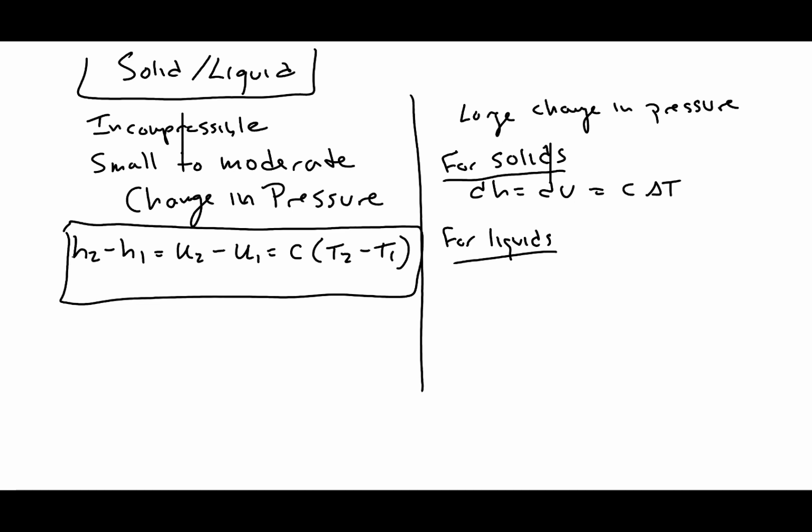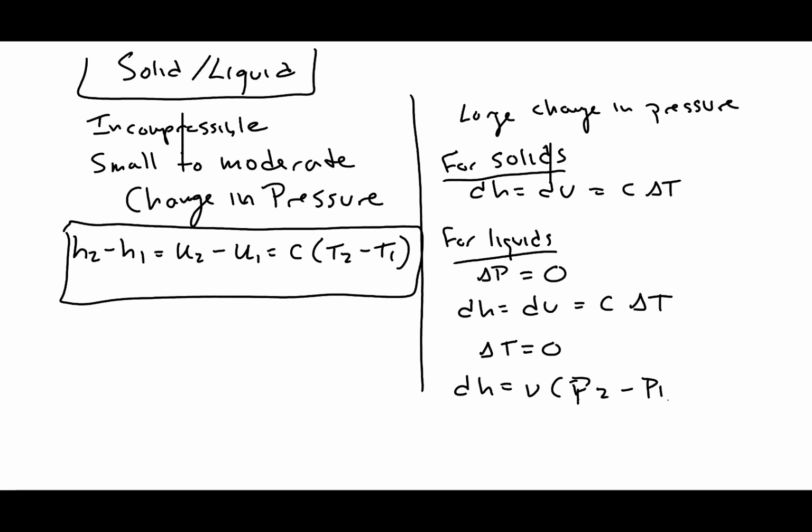So for a liquid, if we have a constant pressure, in other words delta P is equal to 0, dH is equal to dU, which is equal to C delta T. So we still have the same thing. If we have a constant temperature, in other words delta T is equal to 0, then dU is equal to 0, so dH is equal to v (P2 minus P1).